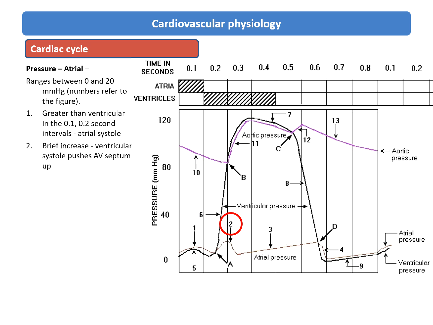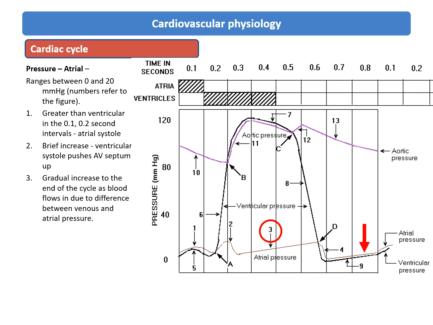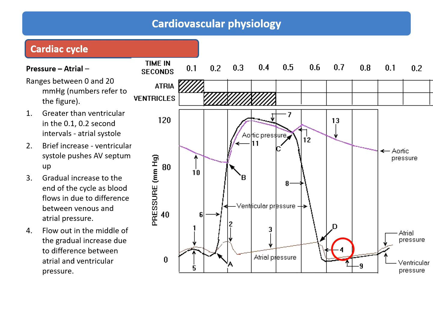Number 2, there's a brief increase of atrial pressure due to the ventricles contracting and pushing against the atrioventricular septum. Number 3, a gradual increase in atrial pressure occurs to the end of the cycle as blood flows in due to differences in pressure between the veins leading to the heart and the atria. 4, flow out in the middle of the gradual increase. This is due to a difference between atrial and ventricular pressure.